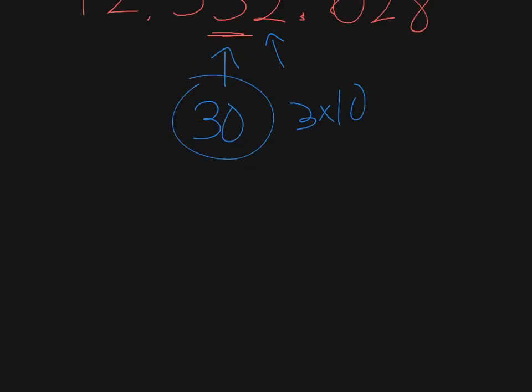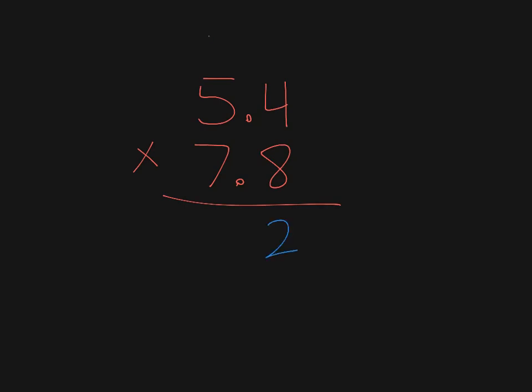Alright, moving on to the last one. We're going to multiply 5.4 times 7.8. To do this, you're going to forget the decimals. You're just going to pretend that it's not there and just multiply 54 times 78 normally. 8 times 4 is 32. 8 times 5 is 40. Add 3 is 43. You cross out the 8. You put a 0. That's going to erase the number up top.